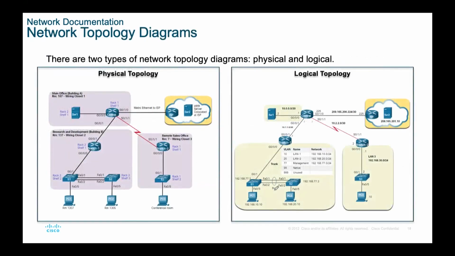So, network topology diagram. There are two types of network topology diagram, as you can see here: physical and also logical. This one is more on the physical connections. But this one is a logical topology, because of VPN, which tries to group all the users. That's why we say this is a logical topology.